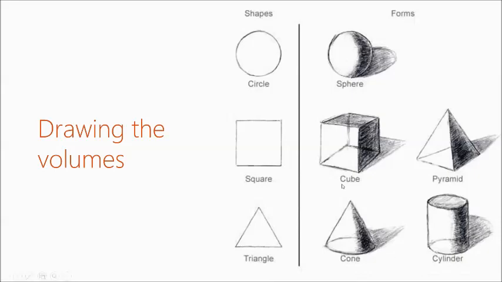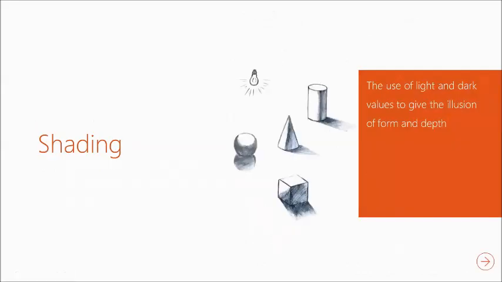So when you see the difference between the two, this is merely a 2D graphics, a 2D image. But when volume has been added to a shape, it will become like this. So for the shading, the use of light and dark values to give the illusion of form and depth. So you have to know where the light will come from in your drawing. If it is in front, then therefore the shadow or the shading must be also emphasized.